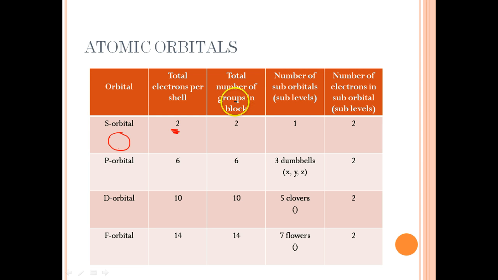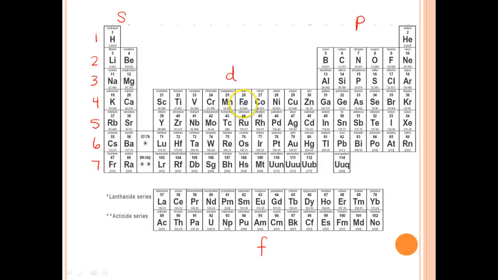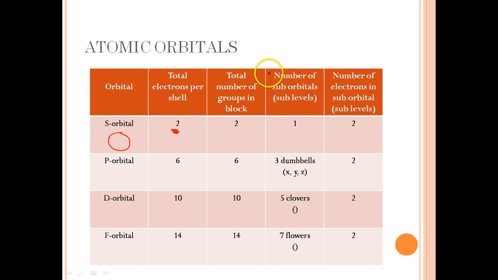The total number of groups in the block, so what I'm referring to here is the amount of groups in the block. So in the s block there's group 1 and there's group 2. So we have 2 groups in this block, and so the s orbital is only going to be able to hold 2 electrons because there's only 2. And then there's only one sublevel, which I'll explain more when we get into the Aufbau diagram.